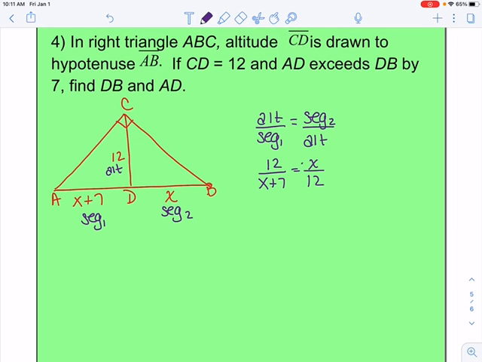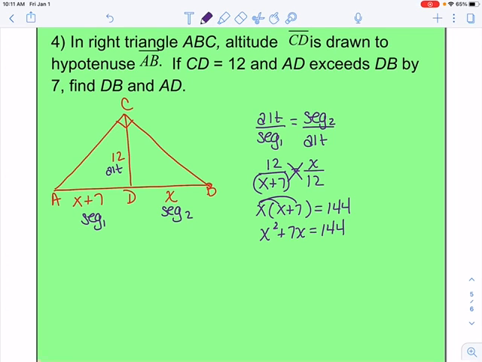So now we're going to cross multiply. Please be careful. It's X times this entire thing, so it's going to be X times X plus 7. And 12 times 12 will give me 144. The first thing I'm going to do is distribute X through the parentheses. So I'm going to have X squared plus 7X, and that's going to equal 144.